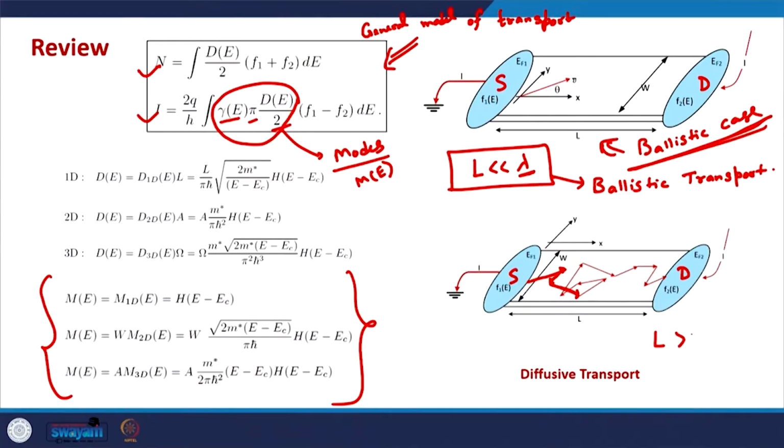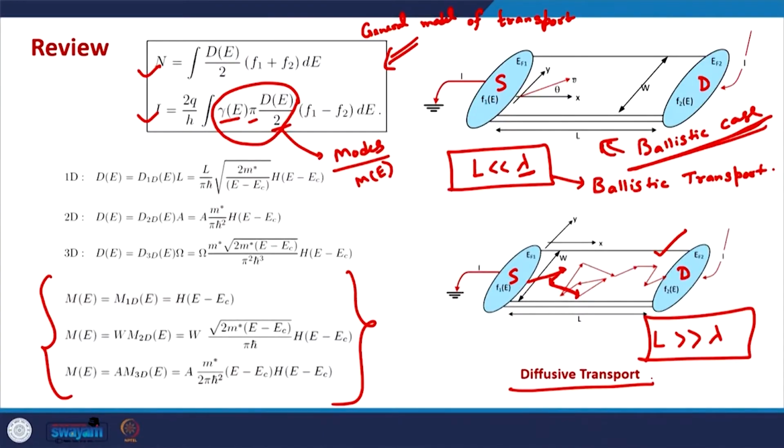So, in this mechanism the electron is continuously colliding with other particles in the system, and the average distance between two collisions is known as the mean free path. And when the channel length is greater than the mean free path, the transport will look something like this. Some of the electrons will reach the drain side, but some of the electrons may not reach the drain side, and this transport is known as the diffusive transport in devices.